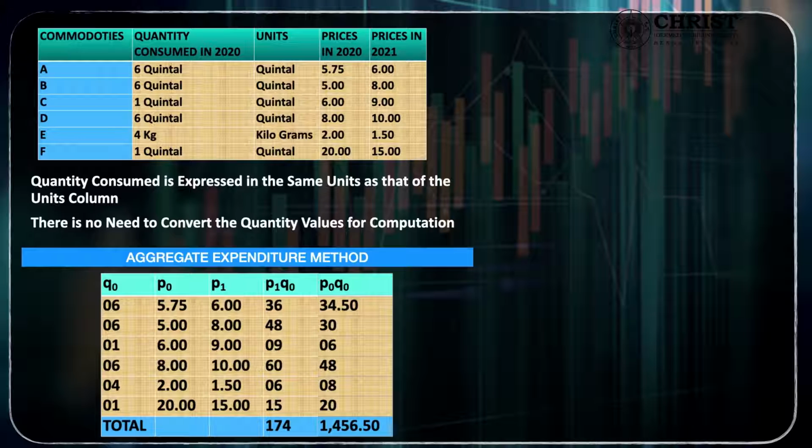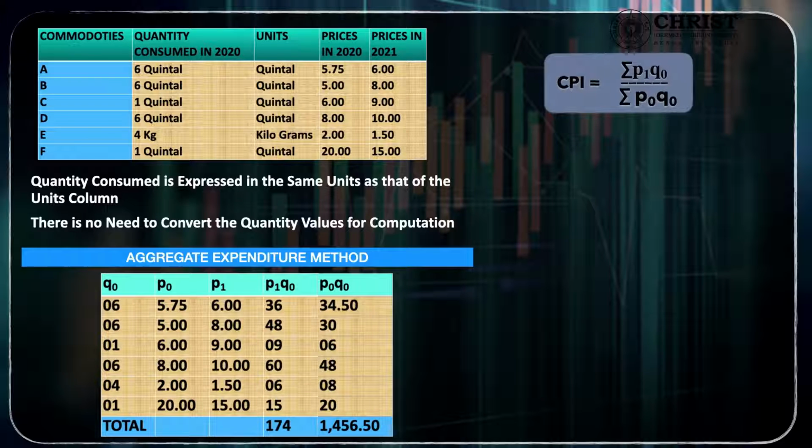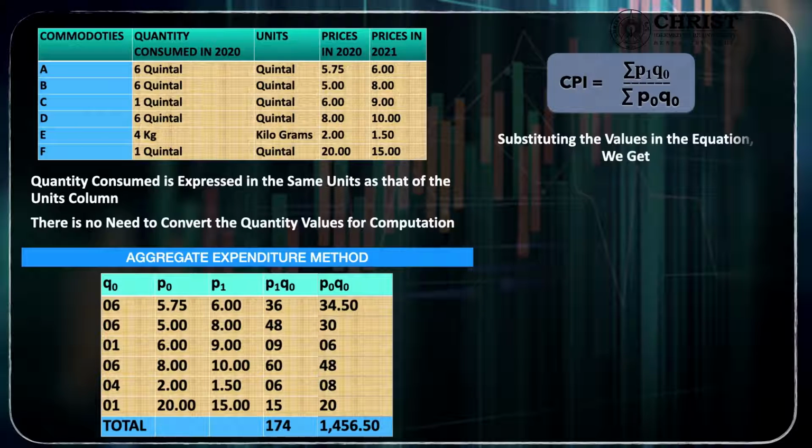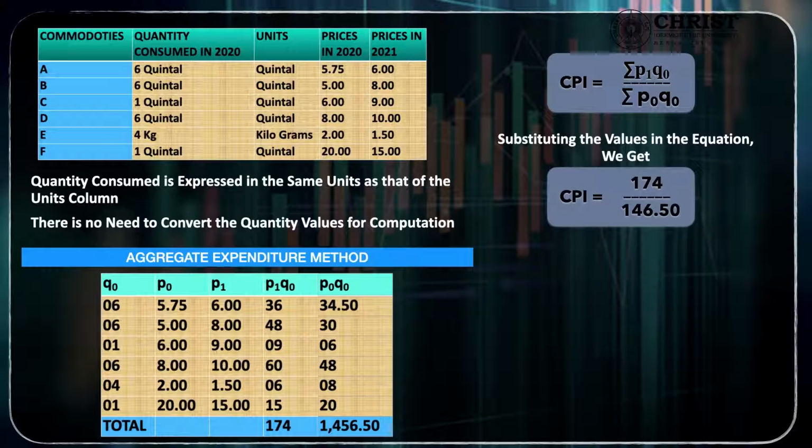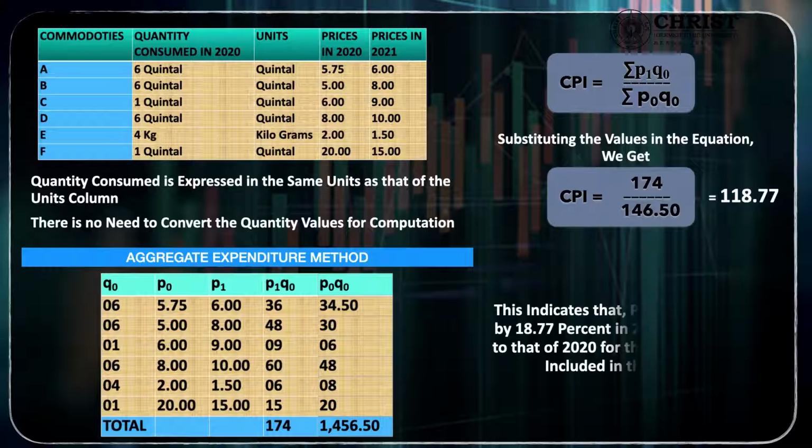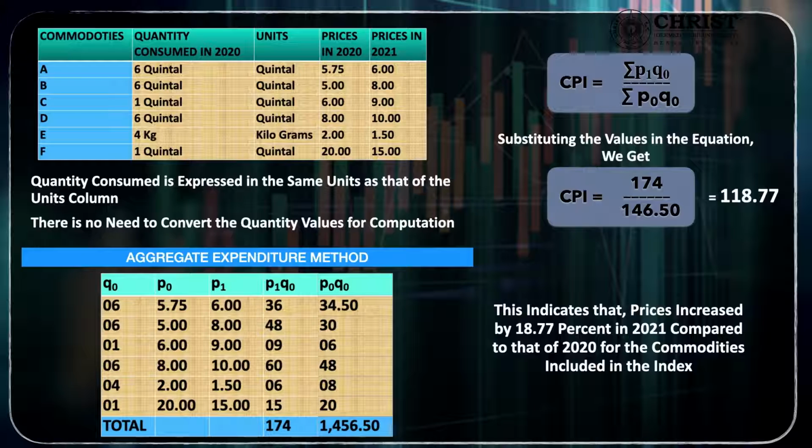So there is no need to convert the quantity values for computation. Now, the formula for the aggregate expenditure method: CPI is equal to sigma P1 Q0 divided by sigma P0 Q0. Now you substitute the values in the equation, you will get CPI is equal to 174 divided by 146.50, that is equal to 118.77. So this indicates that prices increased by 18.77% in 2021 compared to that of 2020 for the commodities included in the index. If you're getting a question for examination, you have to remember that both the methods should give the same answer. So the same answer we should get for the second method also.